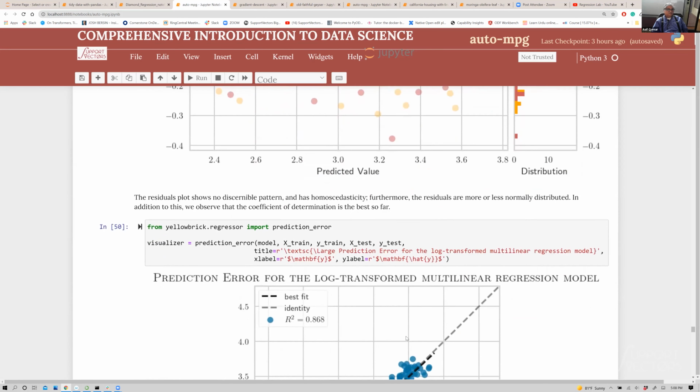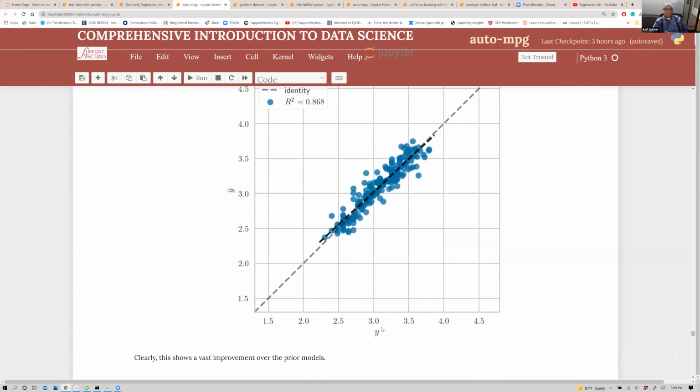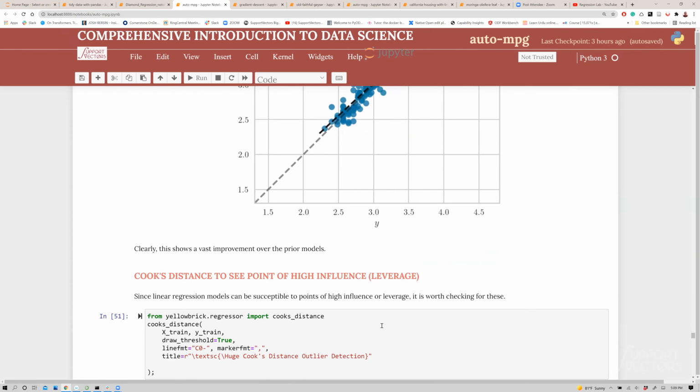Residuals of the learning. And do you notice that between the best fit line and the 45-degree Y axis, there's almost no difference? You see this, guys, here? Wow. Yeah, it's pretty good. So clearly, we have a vast improvement over the prior models.